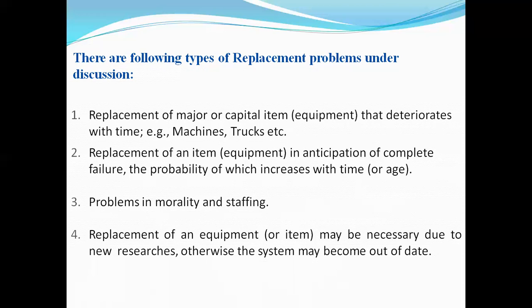First one: replacement of a major or capital item that deteriorates with respect to time. So the time factor is considered; these are machines, trucks, with an expectancy of time. Second: replacement of an item in anticipation of complete failure, the probability of which increases with respect to time or age. So here it leads to the expectancy of the lifetime period. So complete replacement is necessary over here.